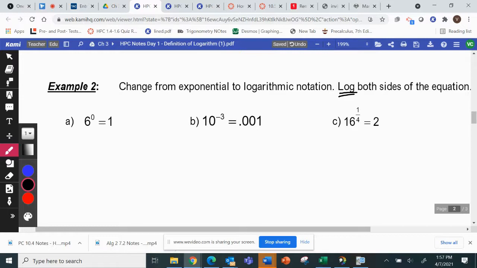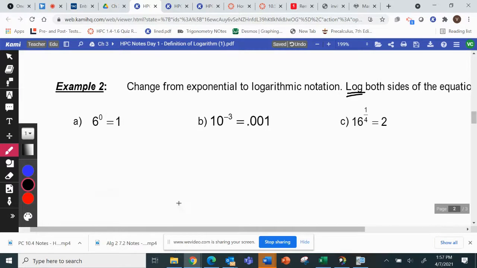So for the first one, what is the base? Madeline, what's the base for question A? 6. So I'm going to do log base 6 to both sides. I get 0 equals log base 6 of 1. Done. Change the format.